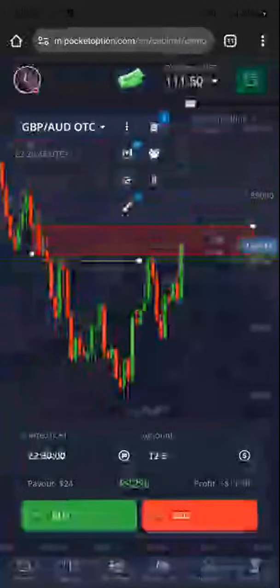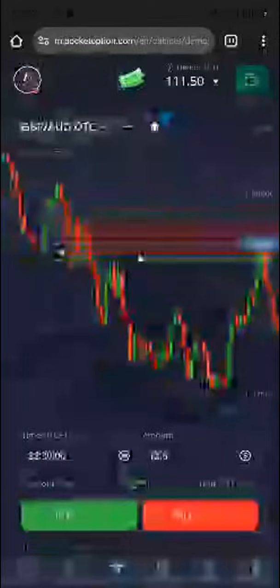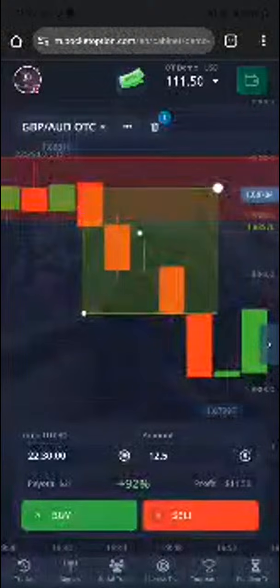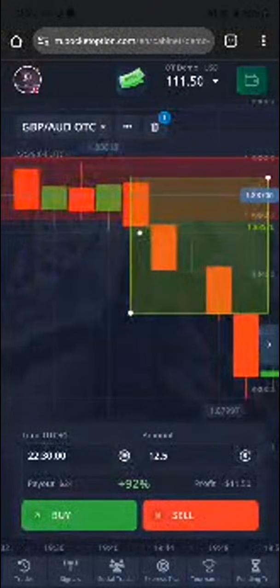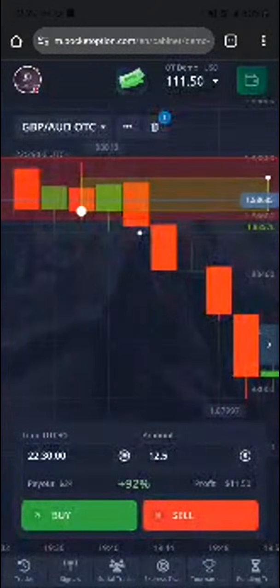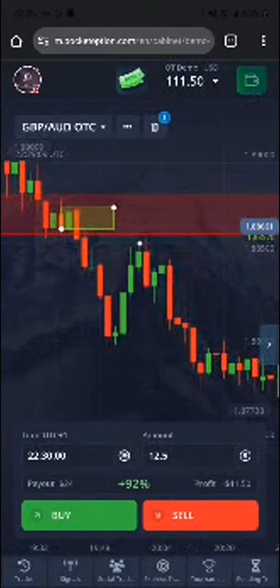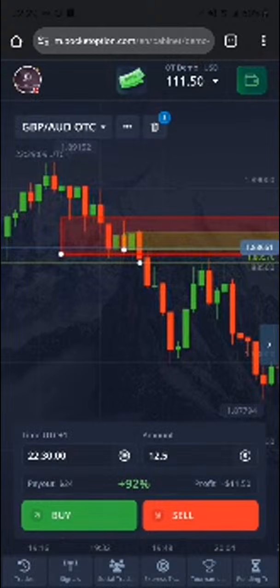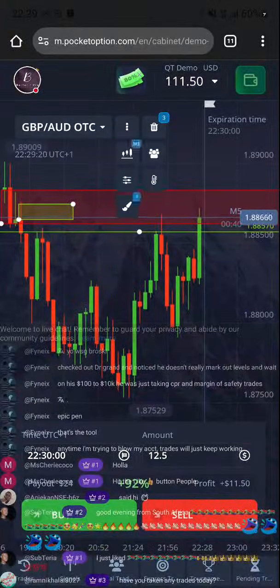I really want to find a way to see how I can take this trade. Okay. Here we go. We may still have a chance.